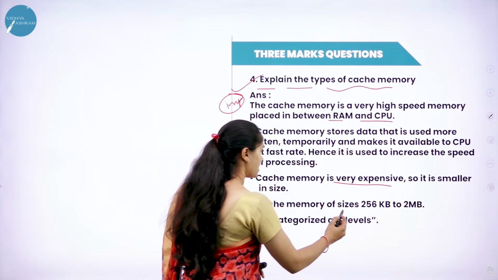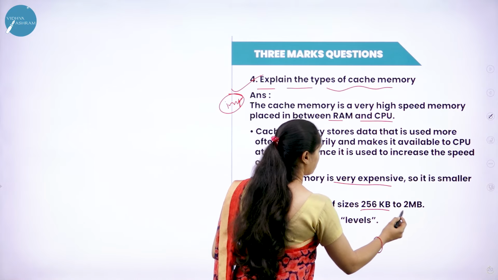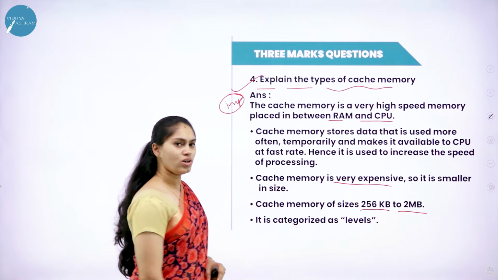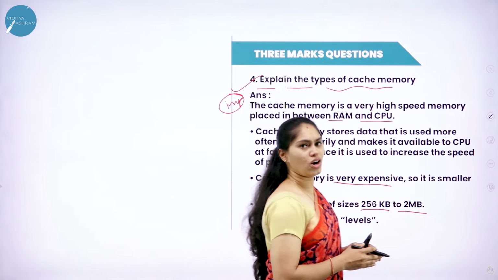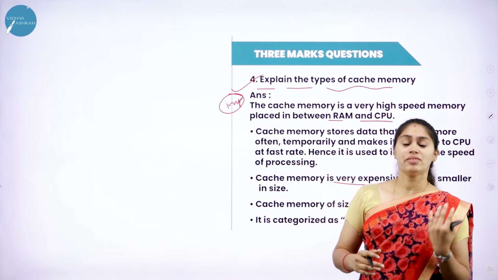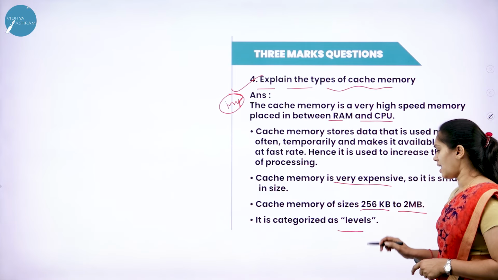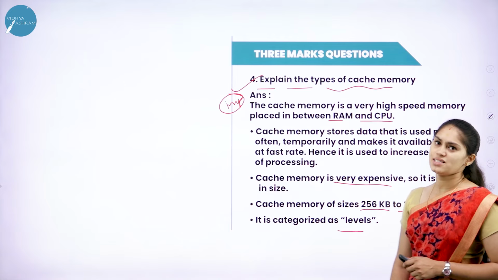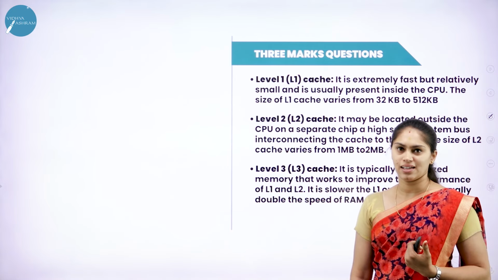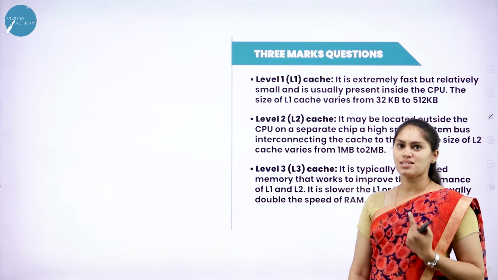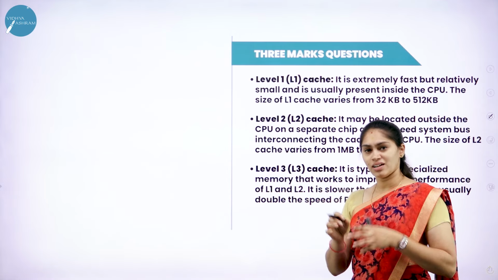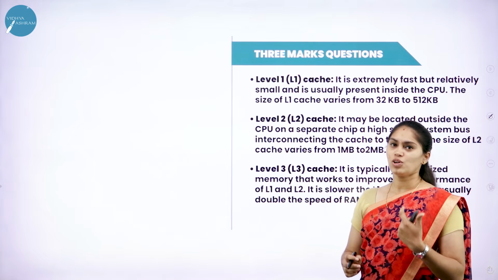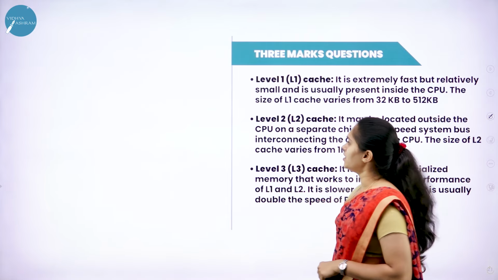It has sizes which range from 256 KB to 2 MB, and we are going to have categories of cache memory. We are not considering these as types; we will be considering them as levels. It has 3 levels: L1, L2 and L3. So when you are writing the answer for this cache memory, you have to understand what L1 is, what L2 is, where each resides, and what is the use of having these 3 types of cache memory.